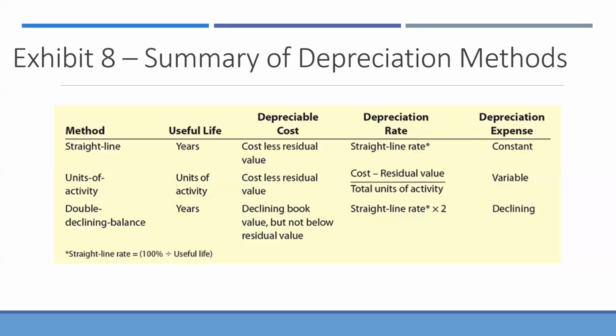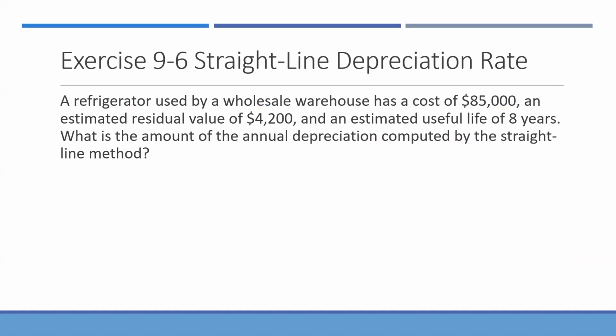So today we're going to continue with Chapter 9 on fixed assets for financial accounting. On Tuesday, we went over all these depreciation methods, straight line, units of activity, double declining balance, and all the calculations involved with that. And we're just going to do a quick problem to get us back into things.